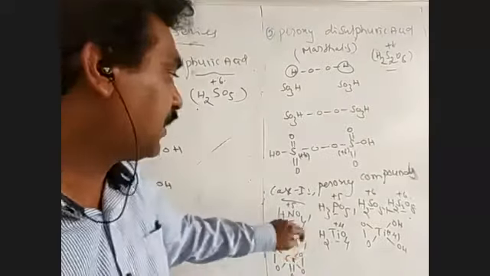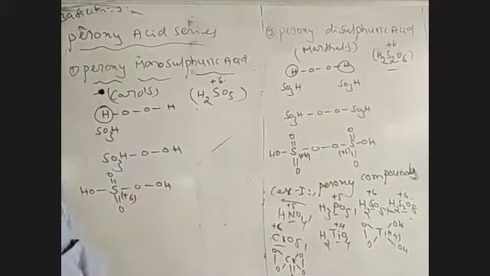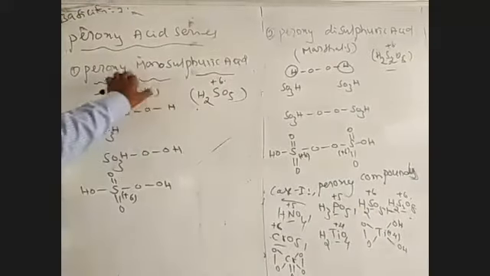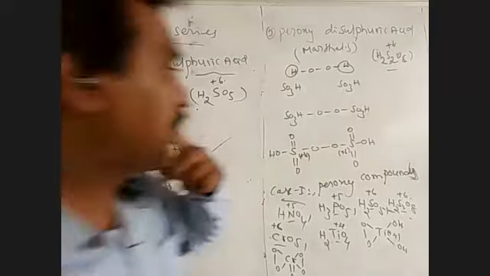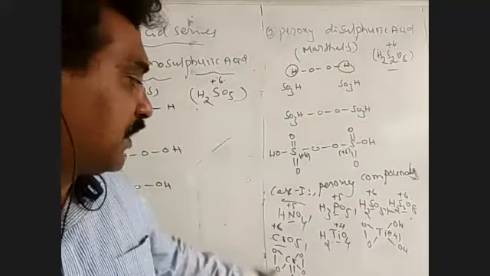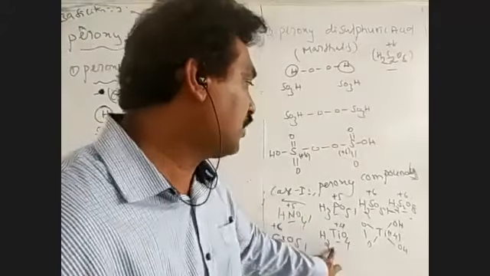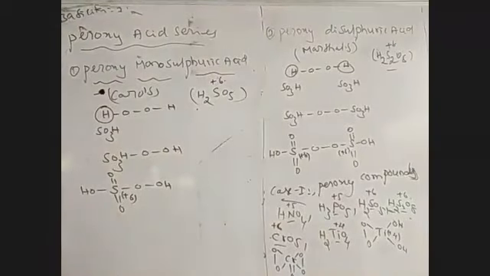HNO4 is called pernitric acid. H3PO5 is called peroxy phosphoric acid. H2SO5 is called peroxy monosulfuric acid. And H2S2O8 is called peroxy disulfuric acid. CrO5, chromium pentoxide, has a butterfly-like structure. Paratitanic acid is H2TiO4. These are the peroxy compounds. The oxidation state of the element is always equal to its group number. Note this down.